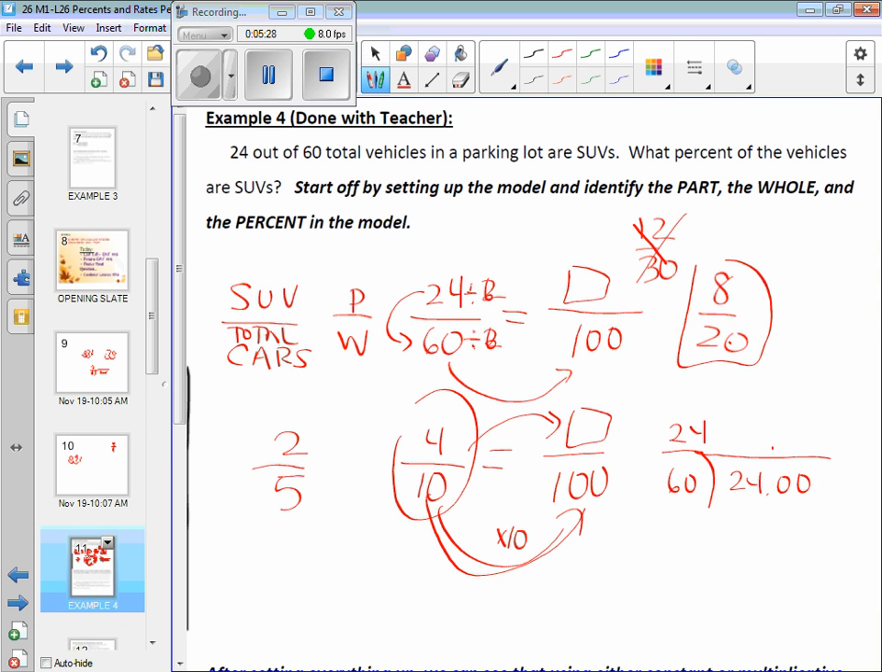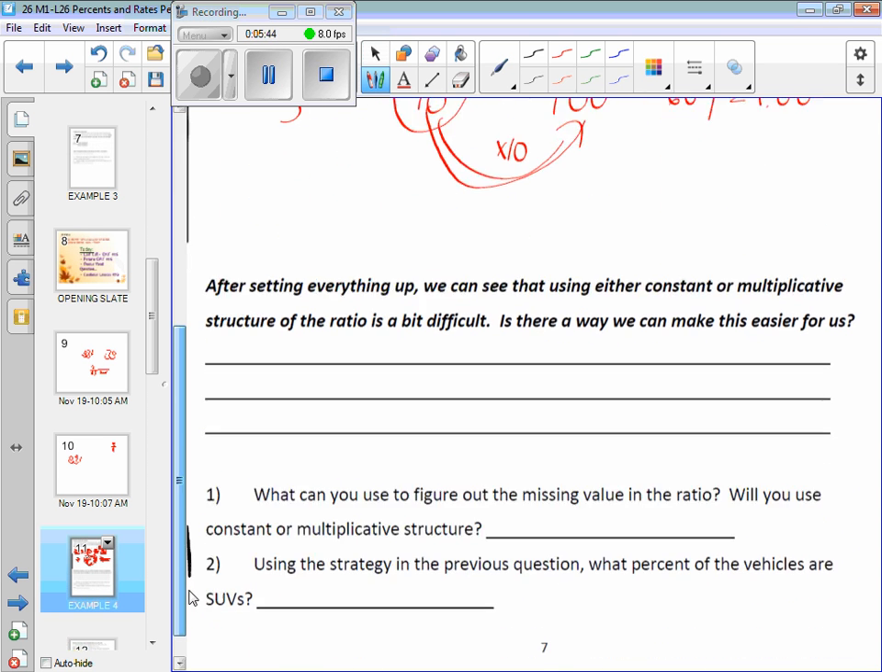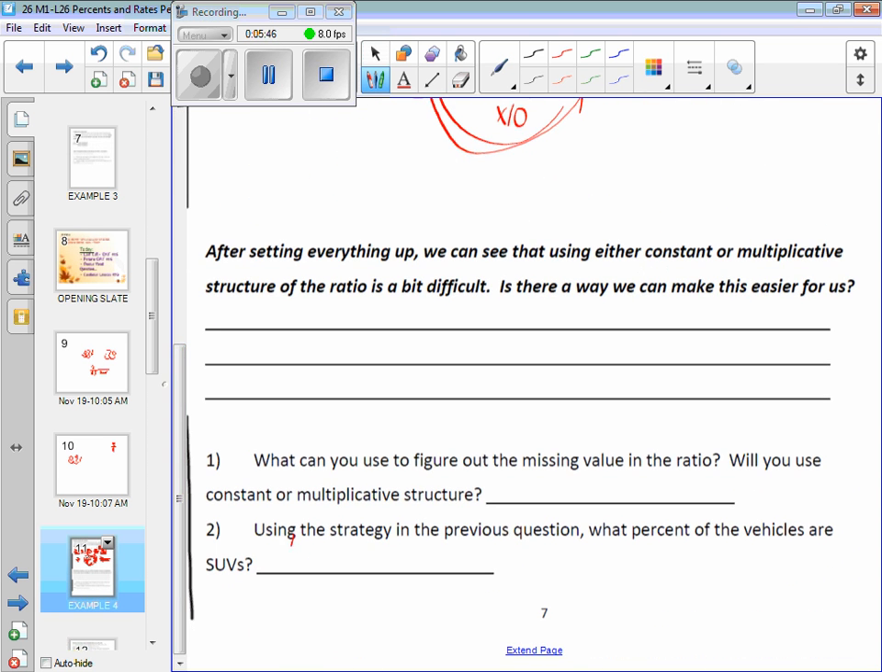So dividing by 4 will work, dividing by 6 will work, and dividing by 12 will work. I think 30. I'll take a look and say. Okay? And remember, go back and always revisit the question. Well, what are they asking us? They're asking us for percent. So when you go to the very bottom, you've got to say 40% are SUVs.